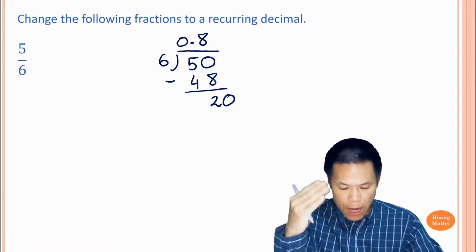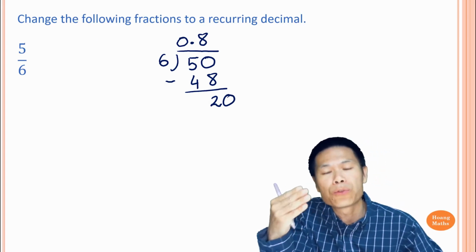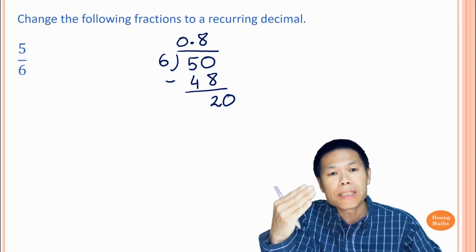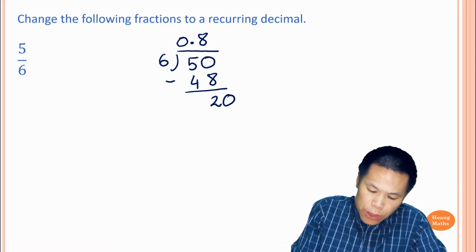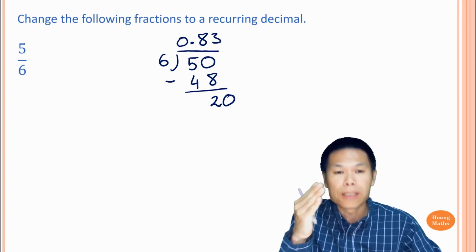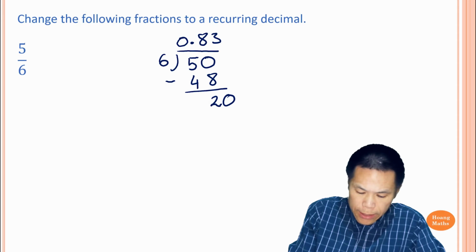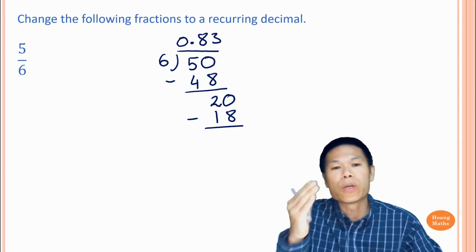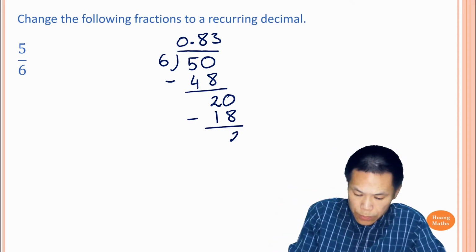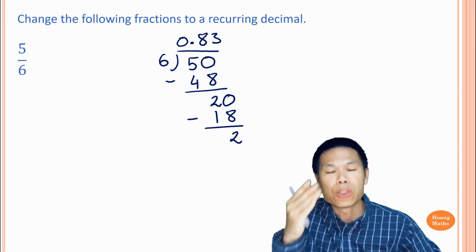Now, how many lots of 6 go into 20? 3 times, because 3 times 6 is 18. So we write this down and we minus it. 20 minus 18 is 2. There you go, so the remainder is 2.